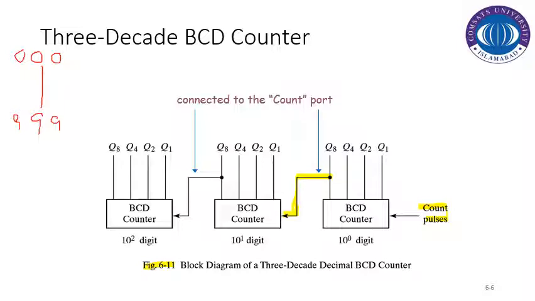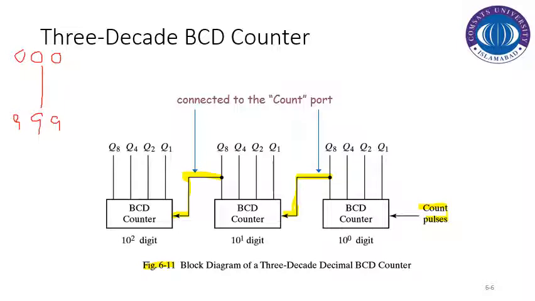So whenever we have achieved the value of 99, that is the maximum possible digit on the 10th placement and the unit placement, whenever Q8 is 1, it is used to trigger the next BCD counter, and this is how we have generated the count sequence from 000 till 999.